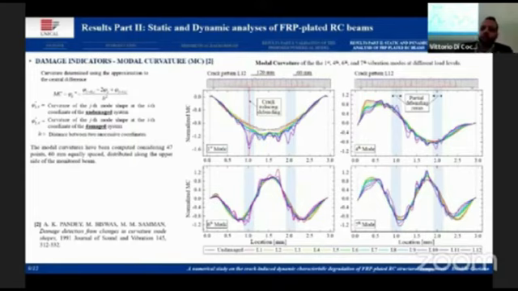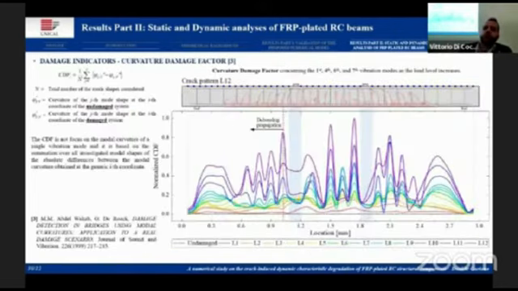However, it's important to note that the fracture process near the beam support and near the plate end influences the modal curvature for the higher order mode shapes, because we can see higher peaks in the lateral part of the beam where no real damage is present.